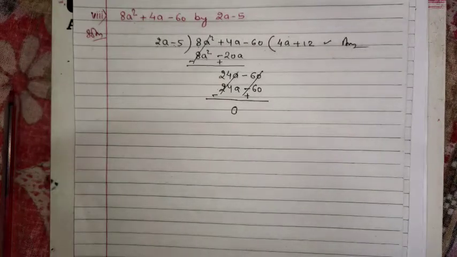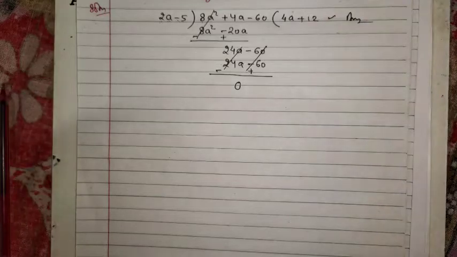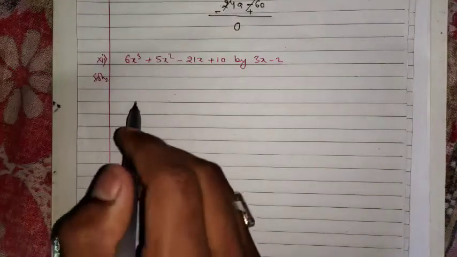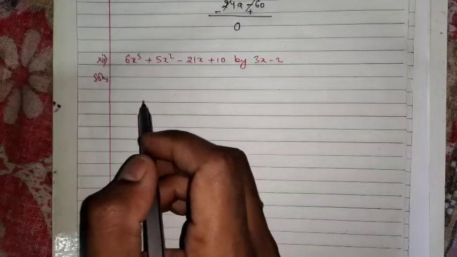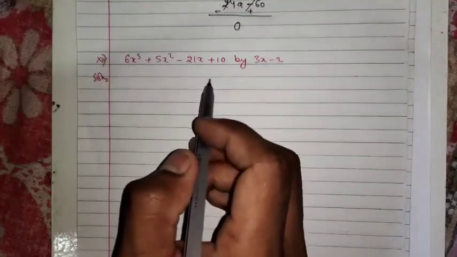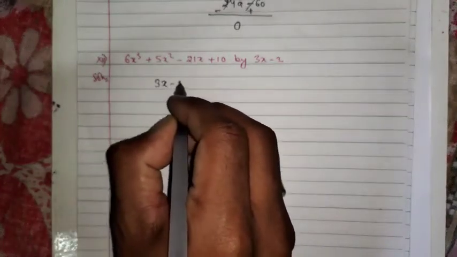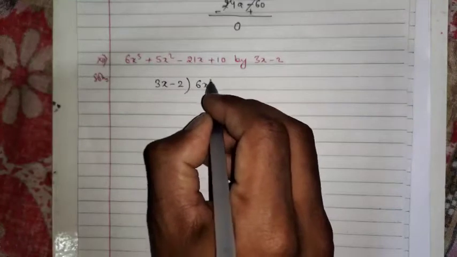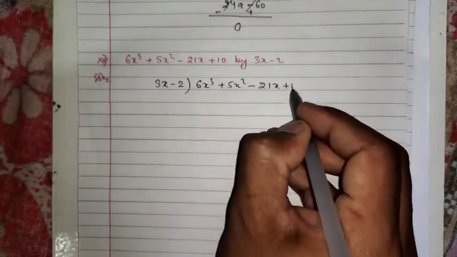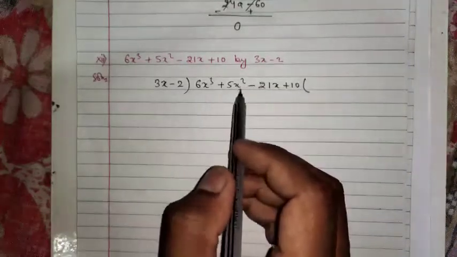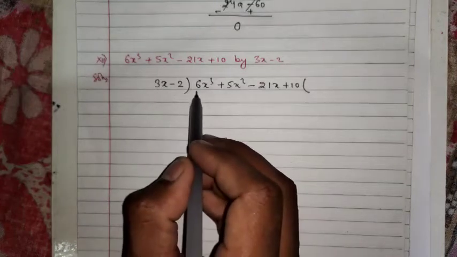And one more question we will see, that is question number 12, the last question of this question number 2. Question number 12 is also the same type of question. We have to perform the same method, and I am solving it again and again to make you understand better. First we will set the divisor and dividend. 6x cube plus 5x square minus 21x plus 10.